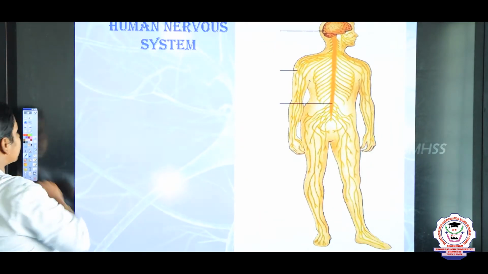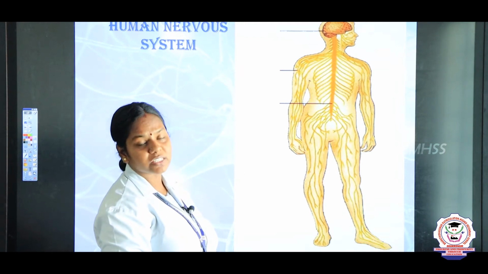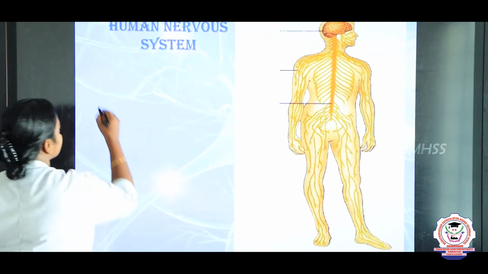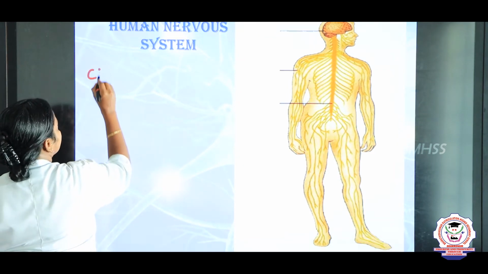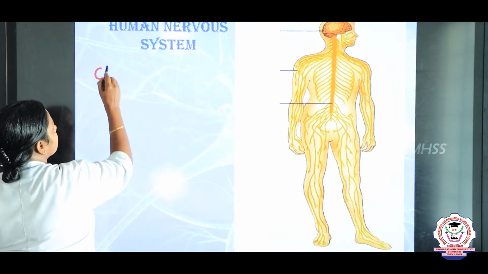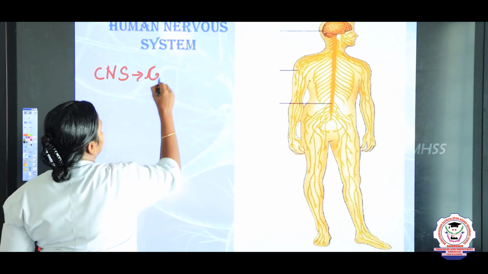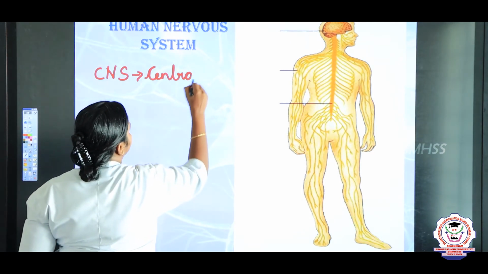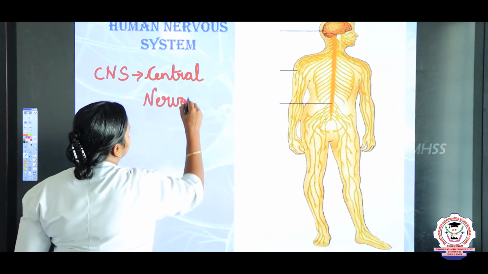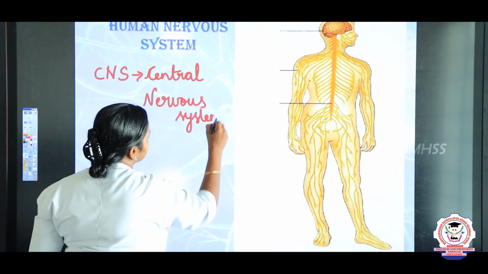And now we are going to see the human nervous system. Yes, our human nervous system consists of three main types, children. One is a CNS. What is CNS? Yes, central nervous system. Central nervous system. CNS means central nervous system.